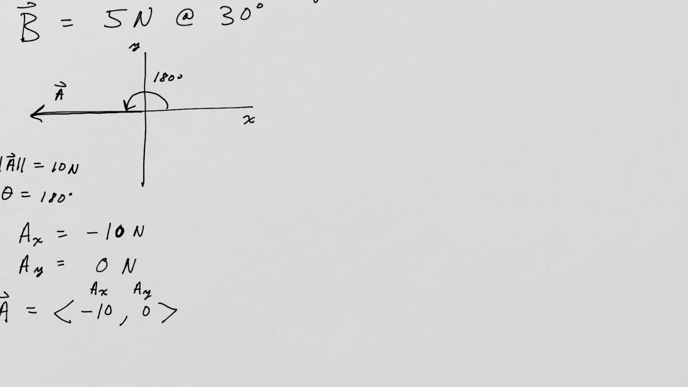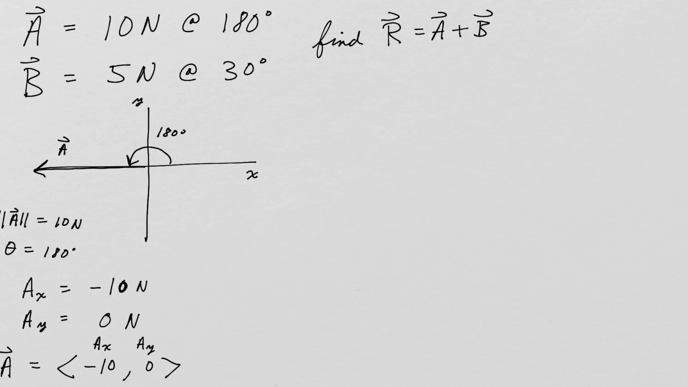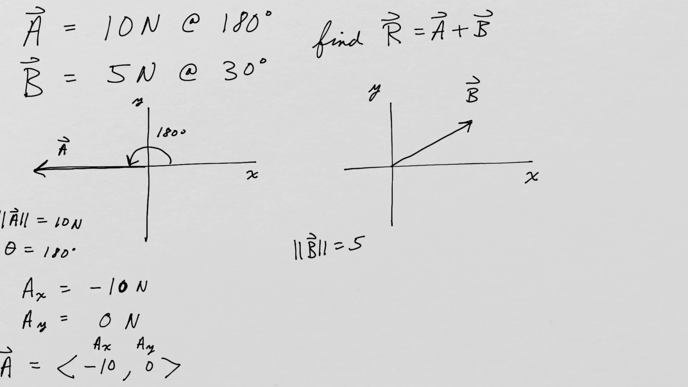Okay, now B. That was 5 newtons at 30 degrees, so something like this. Again, the magnitude of B is 5 newtons, and the angle is 30 degrees. So this angle is 30 degrees. And I want to find BX and BY.